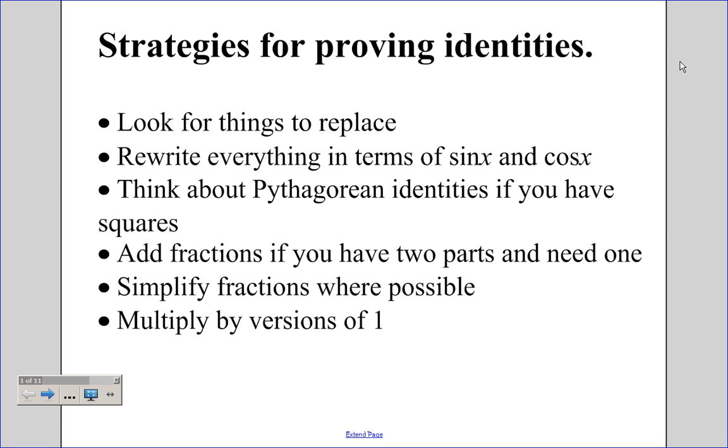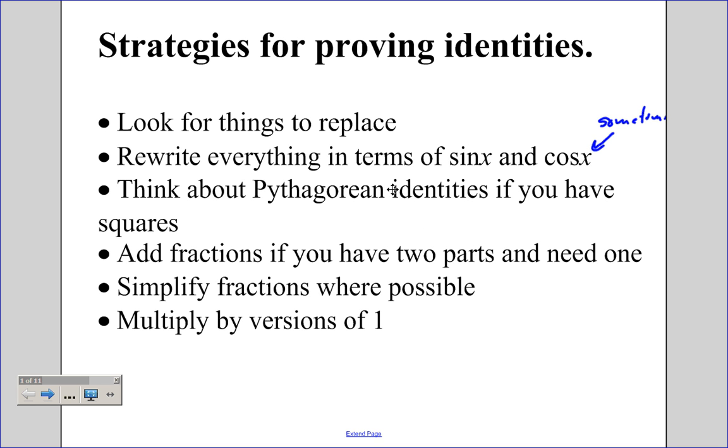First thing we should do is look for things to replace. Like if we see a cotangent, think cosine over sine. Just look for things that we can change and make things easier. We want to rewrite everything in terms of sine of x and cosine x. Sometimes it's easier to not do that, but a lot of times that's a good method to do if you can't think of anything else.